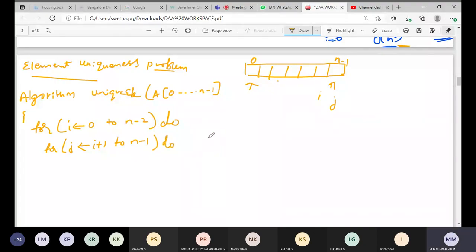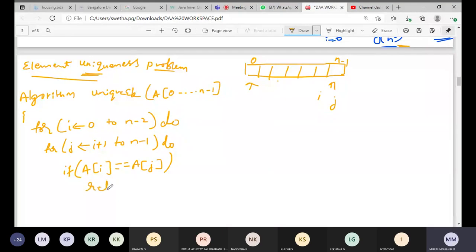So what we will do, we will compare the elements. How to compare? If a of i is equal to a of j, it means the element is repeating, which means there is no uniqueness. So if a of i is equal to a of j, what should we do? Automatically we should return false because the element is repeating. That is what we should check, the uniqueness of an element.